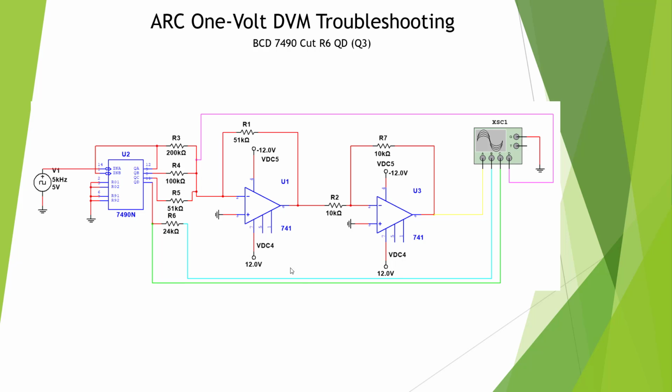Okay, here's our circuit, and we broke R6 on this side here. So we're going to look at both sides of that circuit, and we're picking it off of our input to the DAC. And we're going to look at the output.